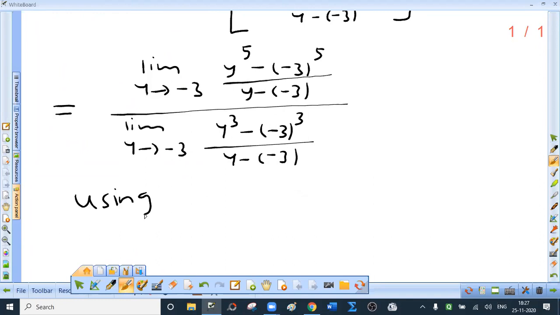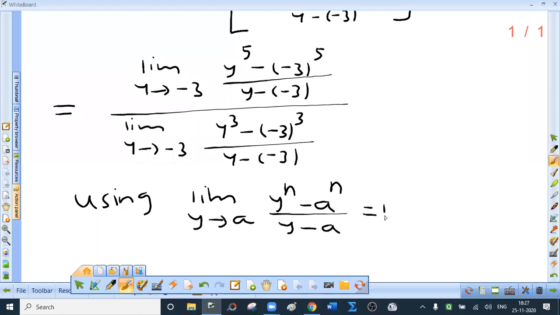Using, listen to me, limit y tends to a, y raised to n minus a raised to n upon y minus a is n into a raised to n minus 1. I hope you understood this. See, in the given sum, both numerator and denominator are of this type, but we need y minus a. That is why we have divided numerator and denominator by y minus a, right?